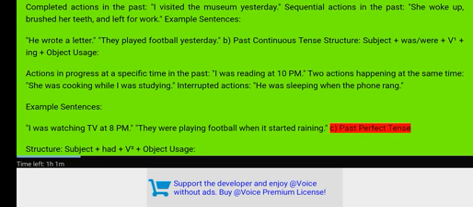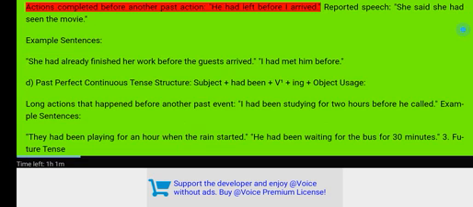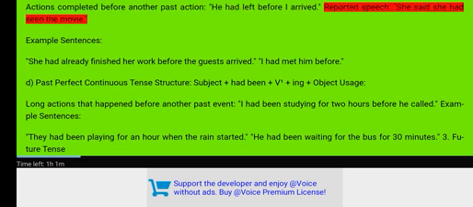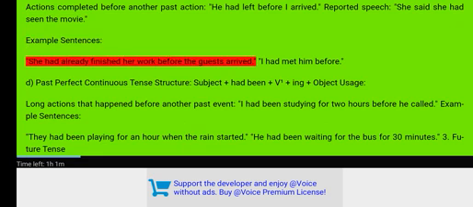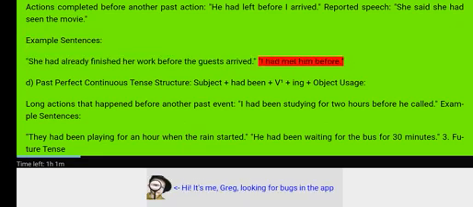C. Past perfect tense. Structure: subject plus had plus V3 plus object. Usage. Actions completed before another past action: he had left before I arrived. Reported speech: she said she had seen the movie. Example sentences. She had already finished her work before the guests arrived. I had met him before.